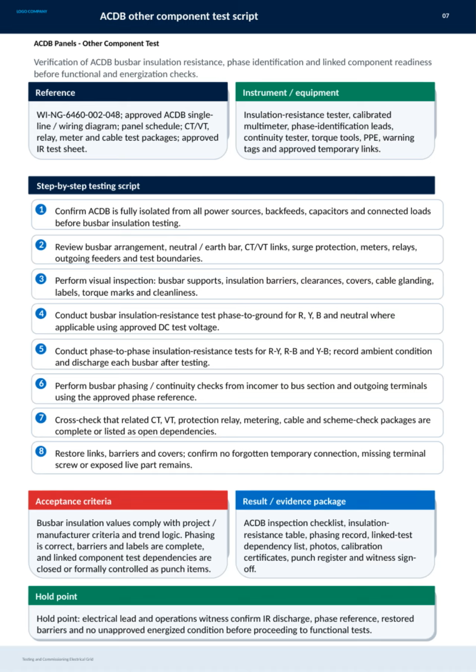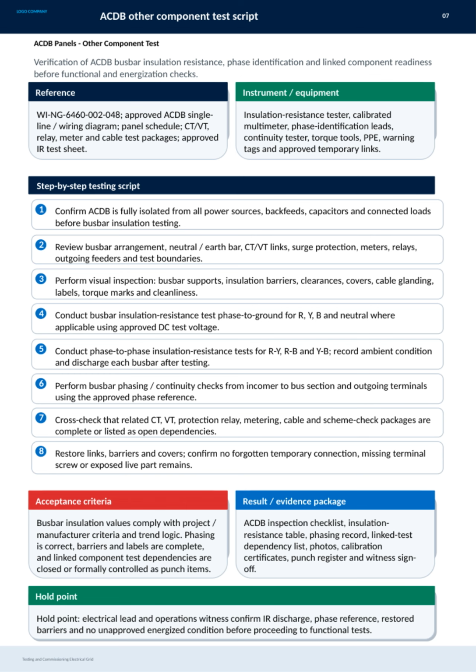A thorough visual inspection follows, checking busbar supports, insulation barriers, clearances, covers, cable glandings, labels, torque marks, and cleanliness. Then, insulation resistance tests are performed phase-to-ground and phase-to-phase, using approved test voltages, with careful recording of ambient conditions and proper discharge of busbars after testing. We also conduct busbar phasing and continuity checks from the incomer to the bus section and outgoing terminals, cross-checking that related CTs, VTs, protection relays, metering, and cable test packages are complete or have documented open dependencies.